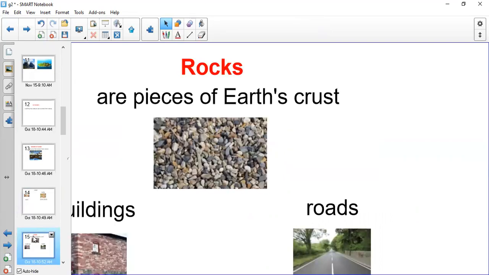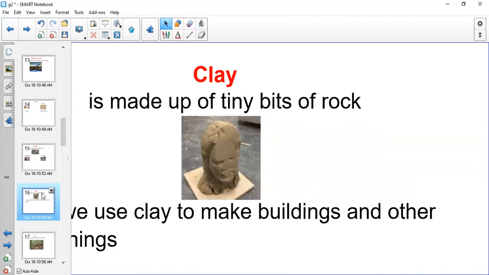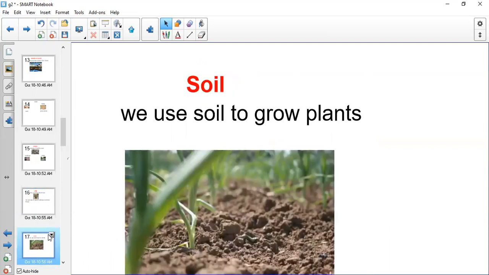Rocks is a natural resource. What is the rock? They are pieces of earth crust, because I told you in lesson 1 that the earth crust is made up of rock. How can we use the rocks? We can use the rocks for buildings and for roads. Next, we spoke about the clay. The clay is a natural resource. Clay is made up of tiny bits of rock. We use clay to make buildings and other things. Soil is a natural resource. We can use the soil to grow plants.